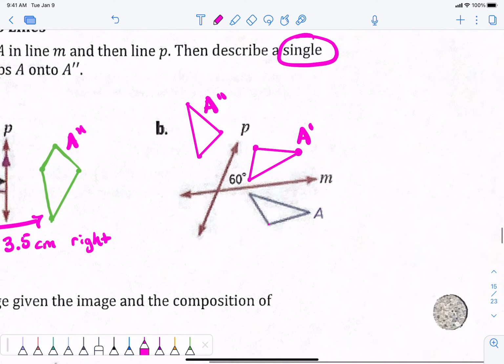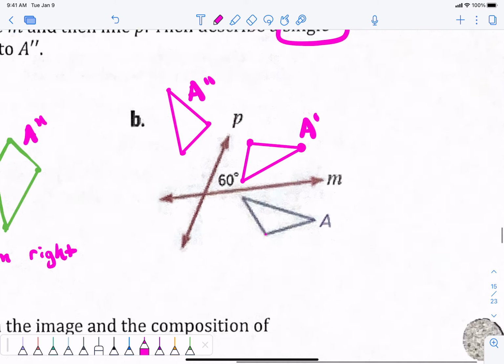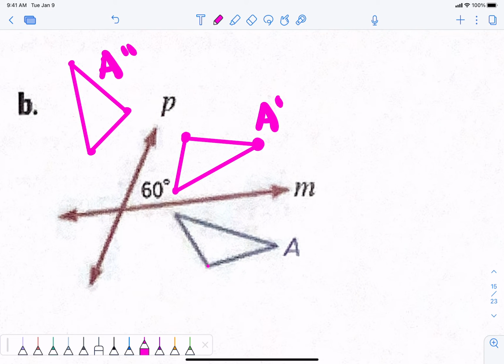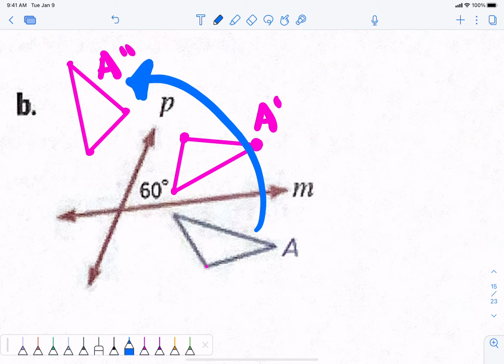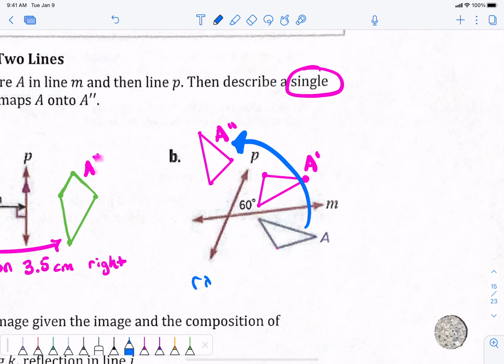But now I have to describe one single thing rather than flipping him and flipping him again. What's one thing that I could have done instead to get him from here to here? Rotation. Yeah, you can rotate it, right? From here to here. How much would you have to rotate it? Rotation of how much? 180. You're kind of close.